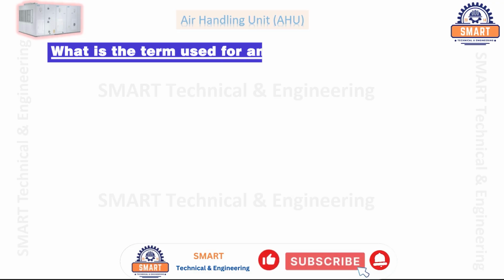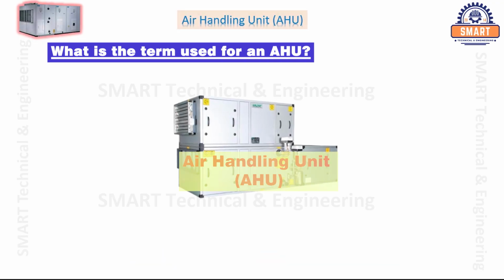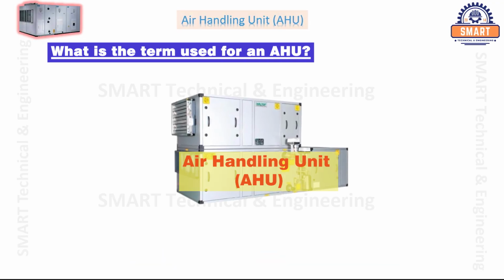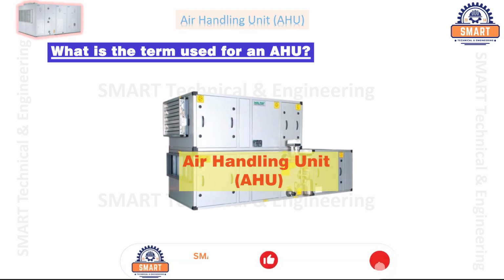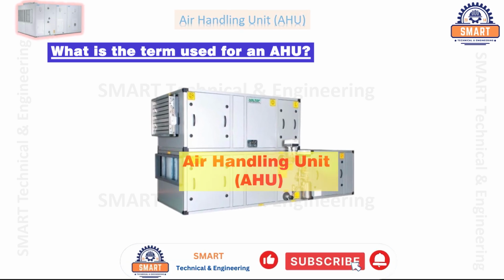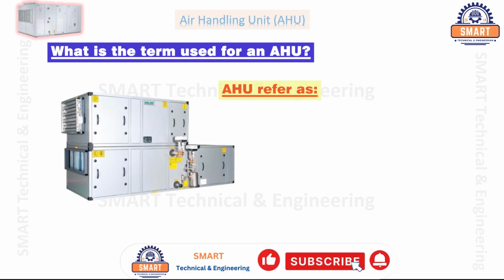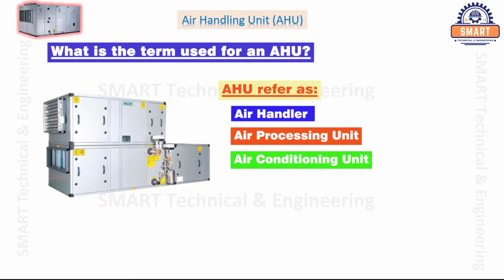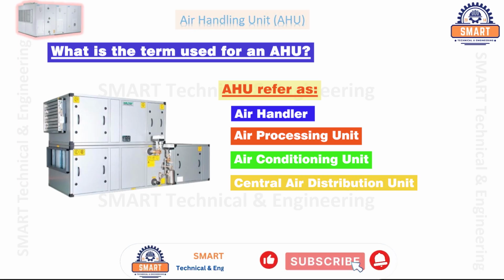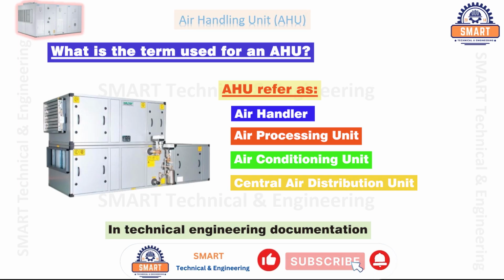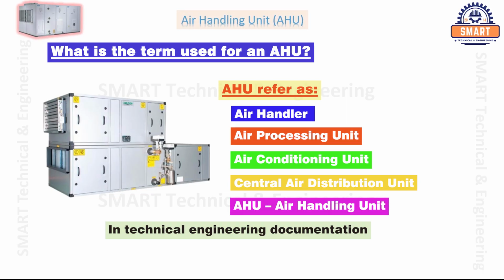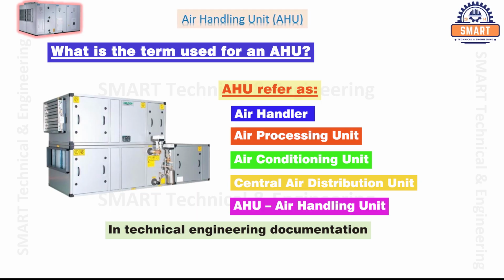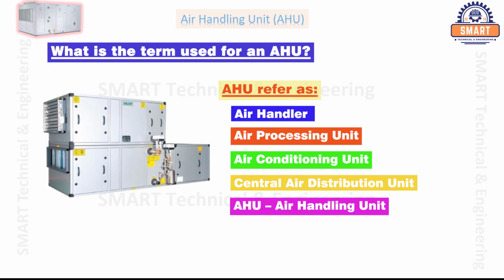What is the term used for an air handling unit? The standard term used is Air Handling Unit, AHU. However, in the HVAC industry, engineers may also refer to AHU as the following: air handler, air processing unit, air conditioning unit, and in some informal cases, central air distribution unit. But in technical engineering documentation, the correct and official term is always AHU, Air Handling Unit. It is a critical part of HVAC systems defined in building services engineering.